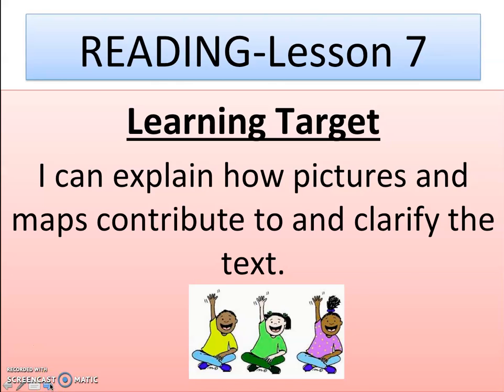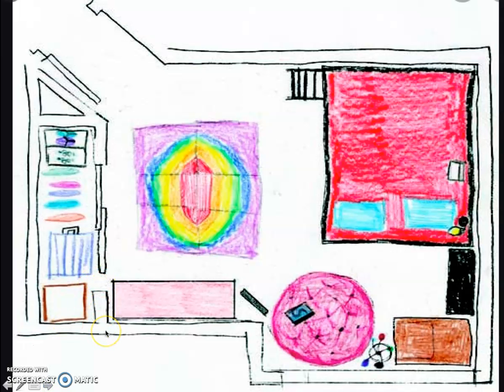But if I created this map for you, then you really understand. You get to see what my bed looks like. You get to see my circle in the corner where I like to read. You see my colorful rug. So this is a good example of how a picture helps you to better understand a text or help you to better understand what someone is trying to get you to understand.